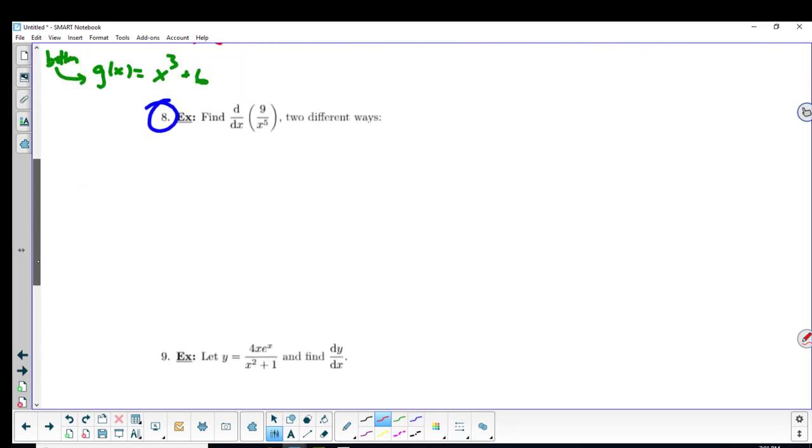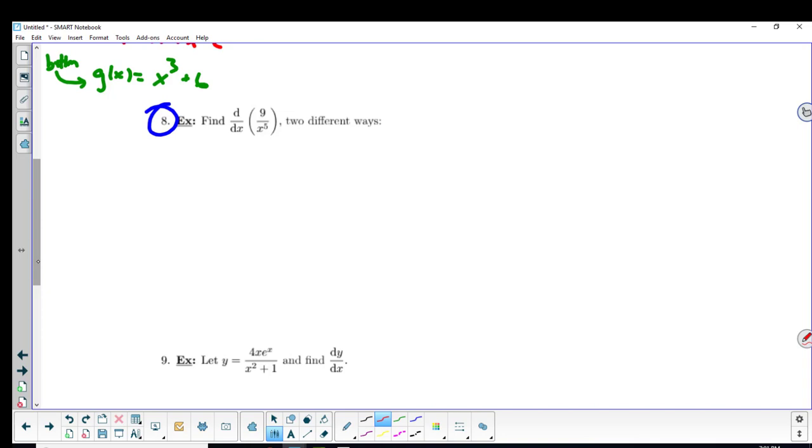All right, let's look at number 8 here. Okay? So the quotient rule is a very powerful rule, but it's also kind of clunky. So sometimes you can avoid using it. I'd like to do this first with the quotient rule, so we take d dx of 9 over x to the 5th. So using the quotient rule, I'd have the bottom times the derivative of the top. What's the derivative of the top here? 0, because it's a constant, right?